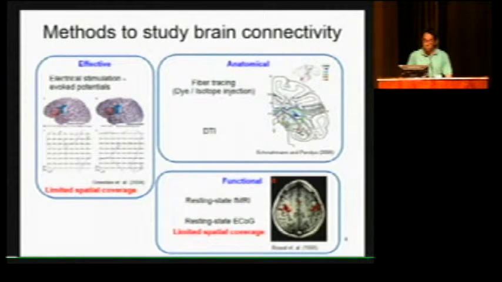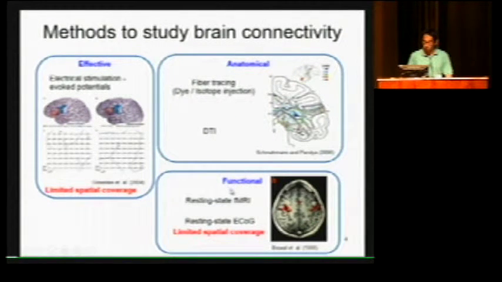So, methods to study brain connectivity: anatomical connectivity by fiber tracing, dye, or isotope injection is great, and there is a lot of good literature using non-human primates. So this is great, but in humans it's very difficult to apply this method directly in living humans. And also, we don't know how this connectivity is functioning during human behavior. This is the same as the DTI method.